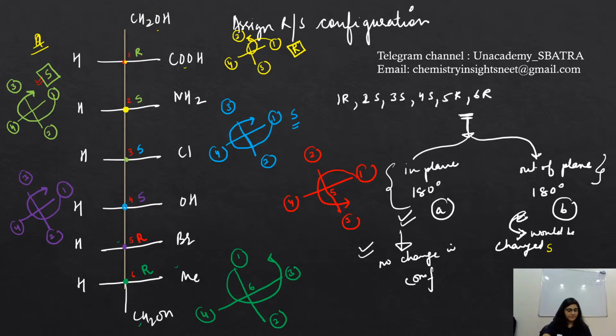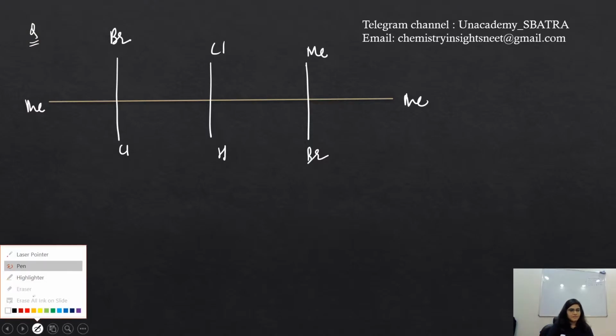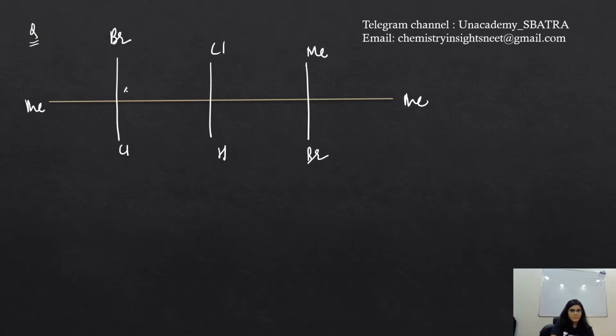If this point is clear, now you have this question in front of your screen. I'm just giving you carbons: this is your first carbon, this is your second carbon, and this is your third carbon. Now you have to solve the absolute configuration for the first, second, and third carbon. Just take your time, analyze this question carefully, and then give your answers in the comment section.